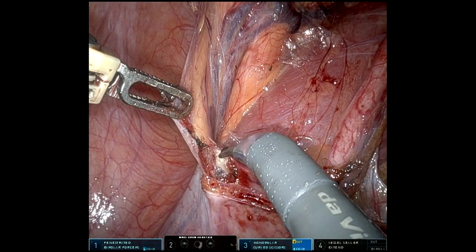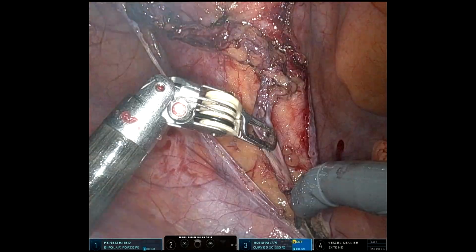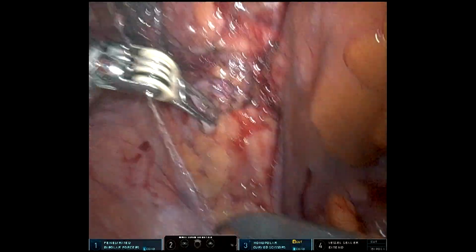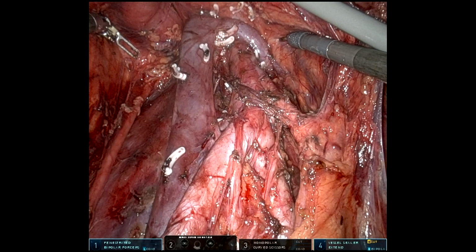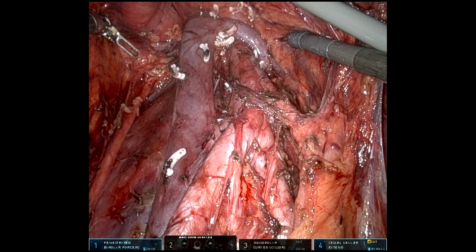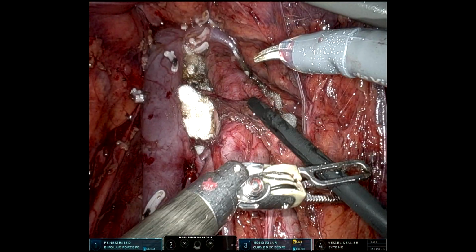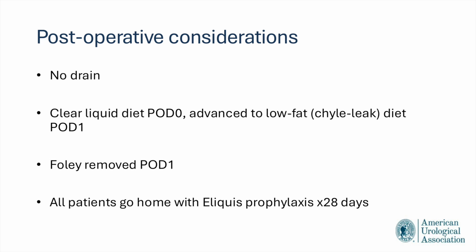Finally, the right spermatic cord is identified and dissected down to the site of its previous ligation. The final anatomy is clearly visualized at this point. Surgical snow and Tisseel fibrin sealant are used for hemostasis. No surgical drain is left in place.